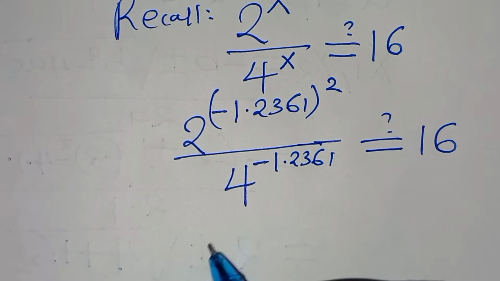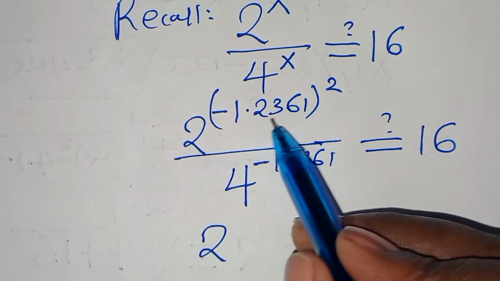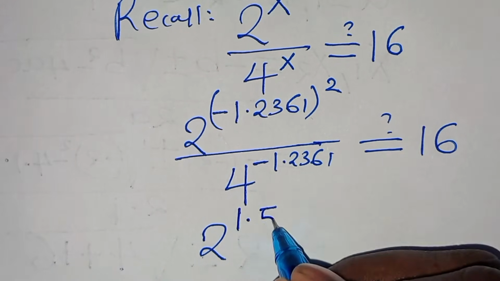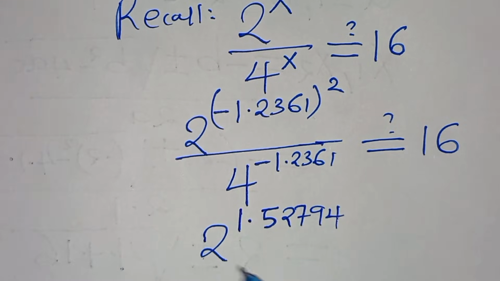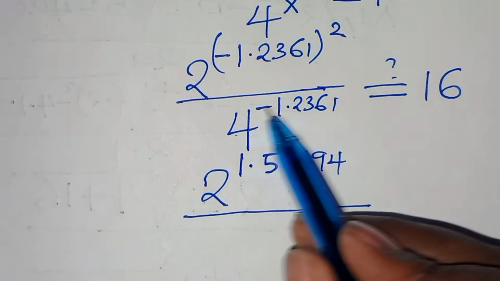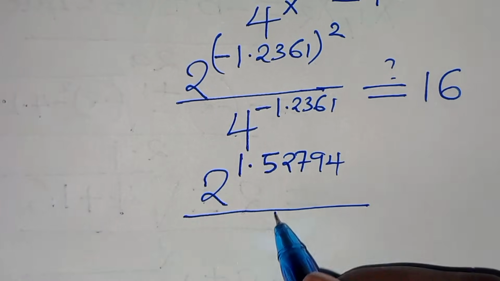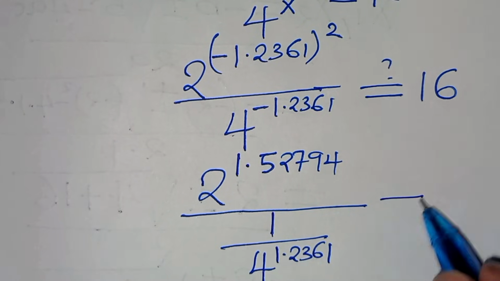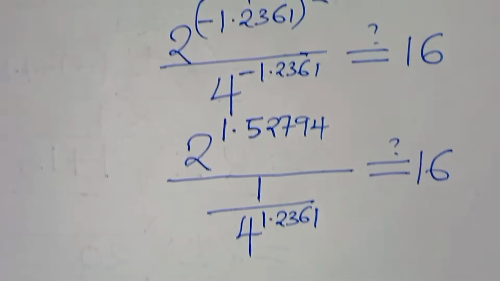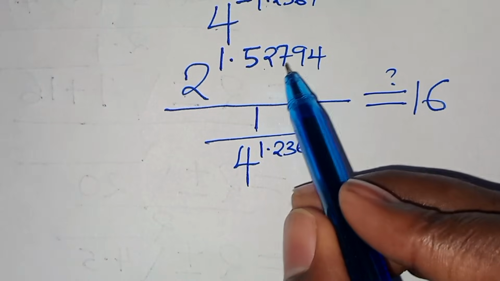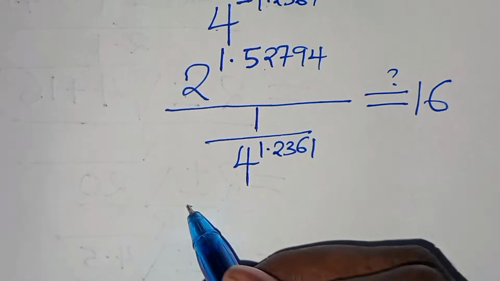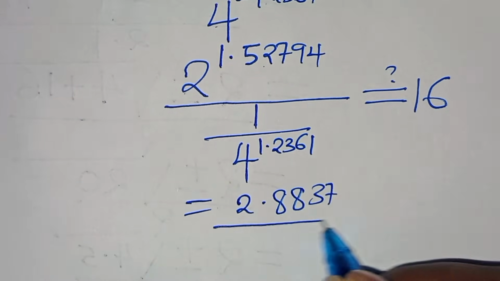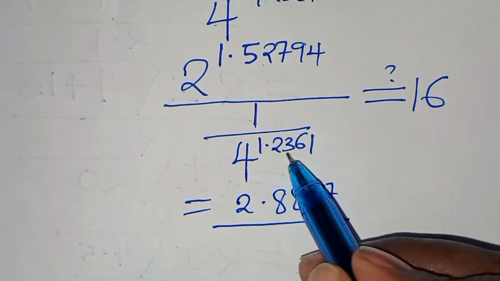Now, we have here 2 to the power of minus 1.2361 raised to the power of 2. This is the same thing as 2 to the power of 1.52794 divided by, now 4 to the power of minus 1.2361. This is the same thing as 1 over 4 to the power of 1.2361, and this should give us a value of 16. 2 to the power of 1.52794. This is the same thing as 2.8837 divided by, now 1 over 4 to the power of 1.2361.